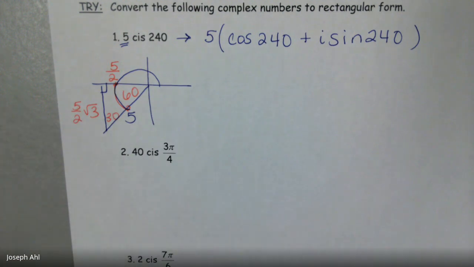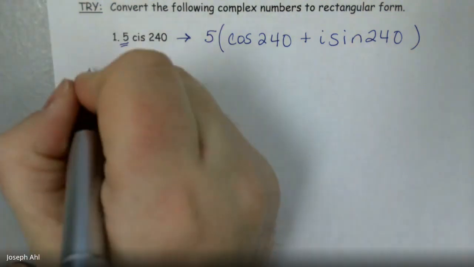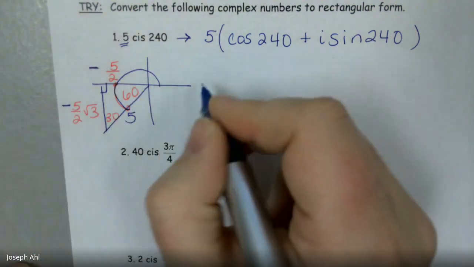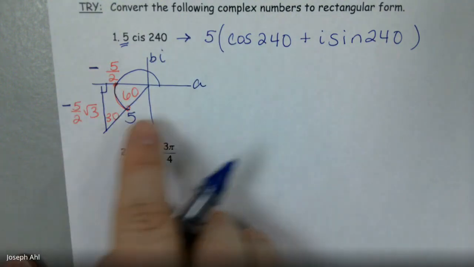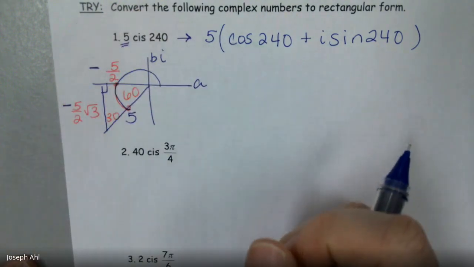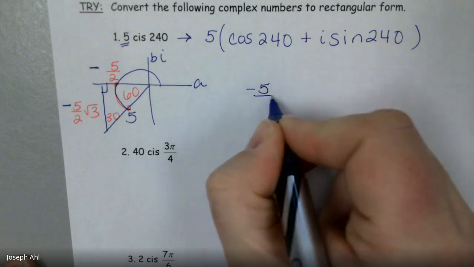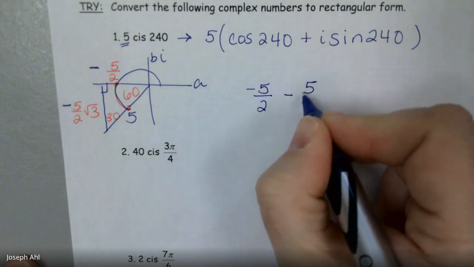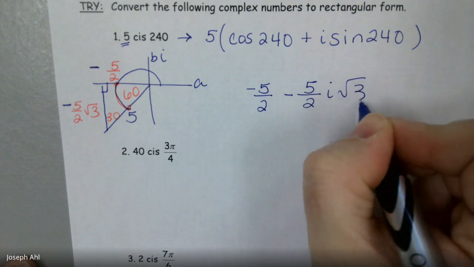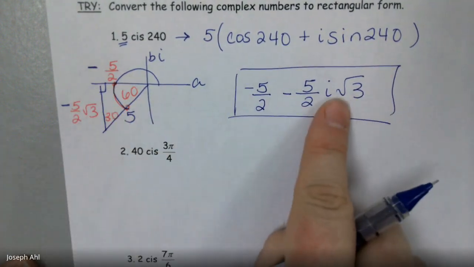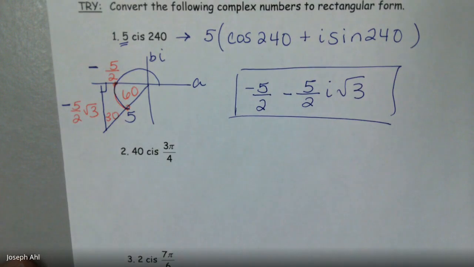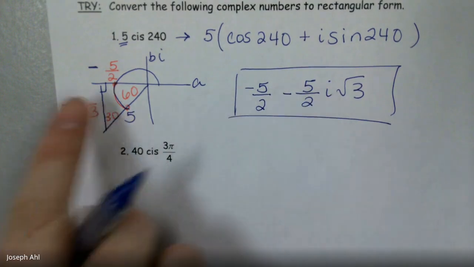Now keep in mind, we're going to the left and then we're going down. So in a plus bi form, left is negative, so is down. Your final answer in rectangular form is negative 5 halves minus 5 halves i radical 3. So remember, the vertical piece always has the i attached to it, and for direction purposes, we need them both to be negative to get us to quadrant 3.